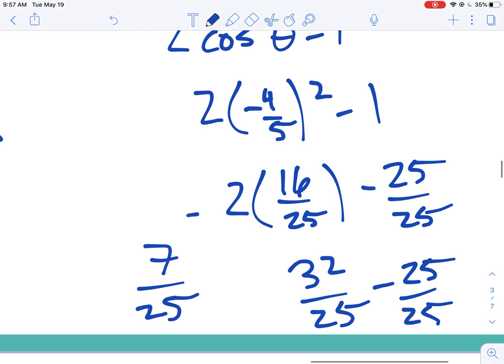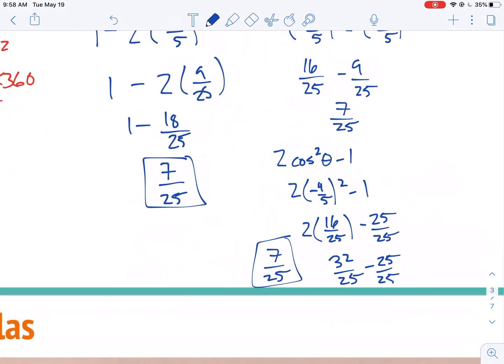So again, I've got 3 different ways of getting there. All 3 of them give me 7 over 25, which should hopefully help prove that all 3 of these formulas work, and this isn't just something we pulled out of thin air here. This is solid mathematics. So that's just what there is to it.